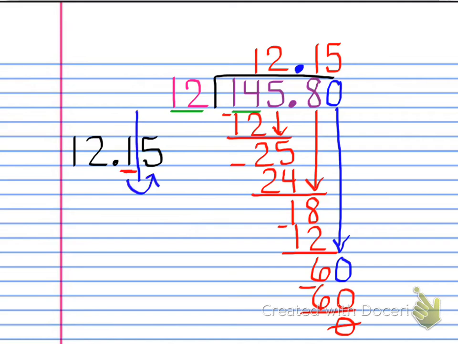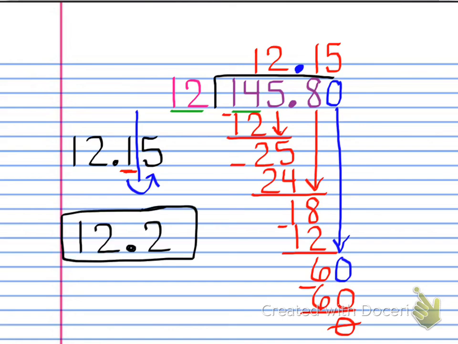And then you need to underline the tenths column. Don't forget, because our instructions said round to the nearest tenth. So the tenths column here is that 1. Then we're going to draw our back door, and we're going to find out who's knocking on our back door. The 5 is knocking on the back door, so remember that means that the 1 becomes a 2. So your final answer in this problem is 12.2.